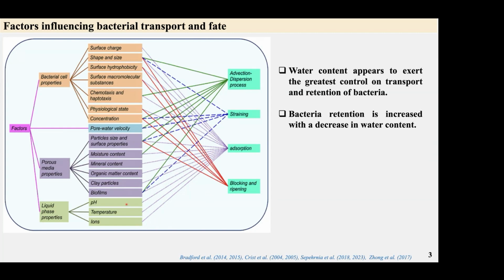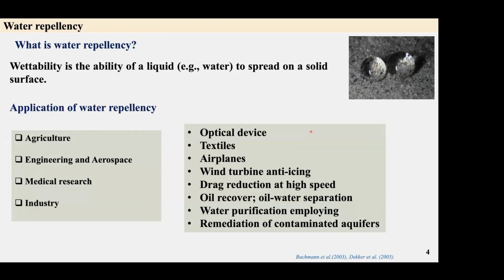Among all these properties, it seems that our studies show that water content plays an important role in the fate of bacteria, and bacteria transport increases with an increase of water content, or retention of bacteria is increased with a decrease in water content. Subsequently, another property, which is soil water repellency, and is the main topic of our presentation today, highly impacts water content of soil.